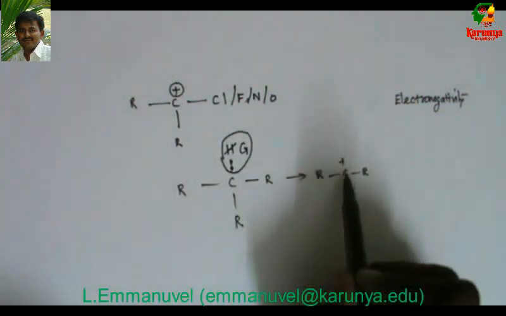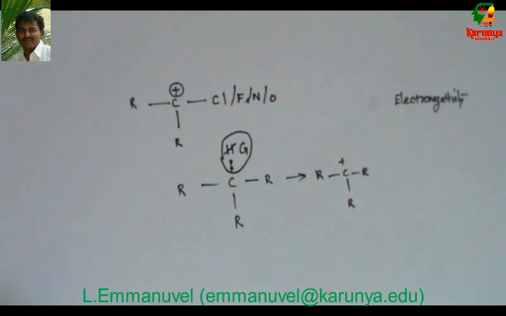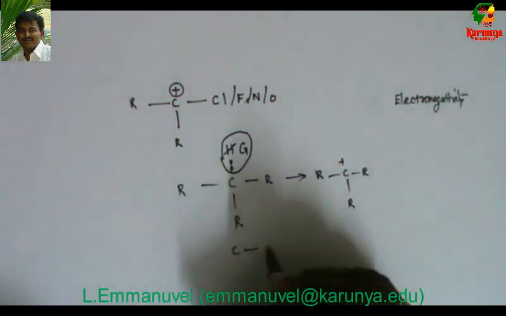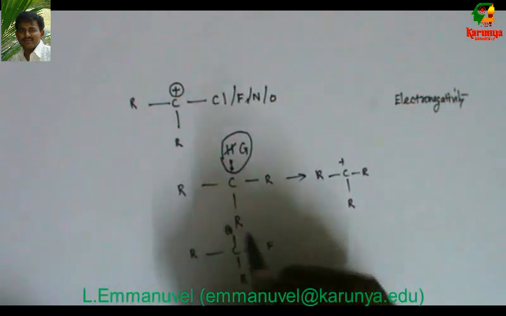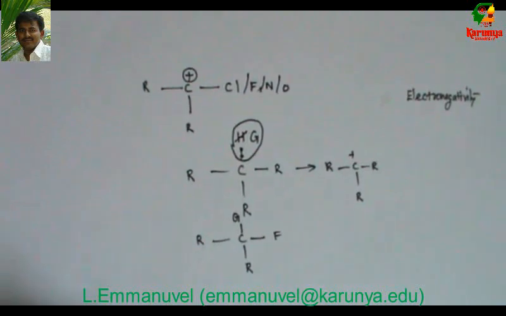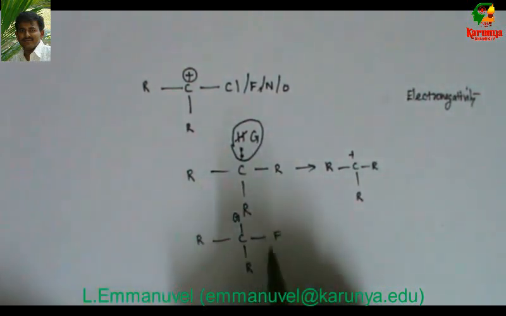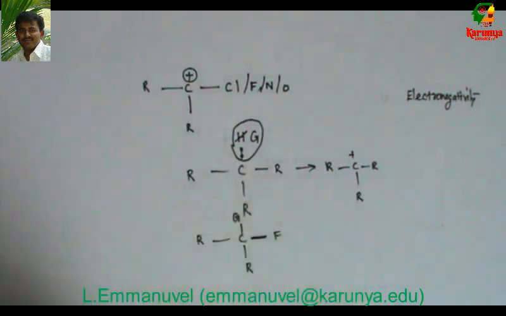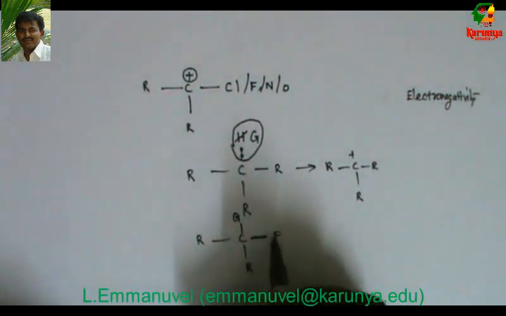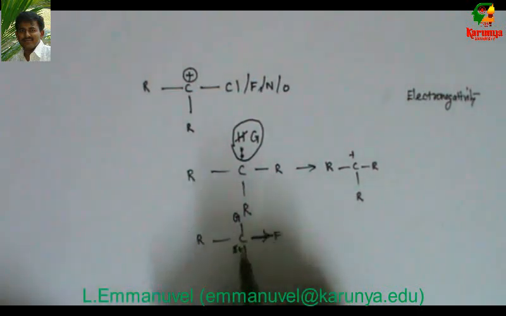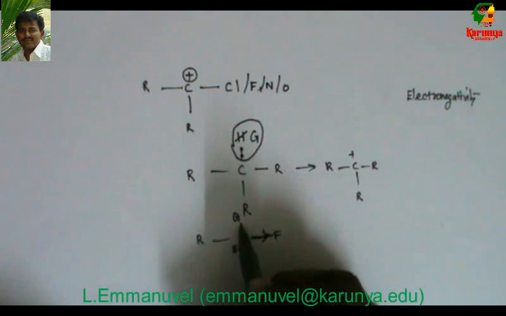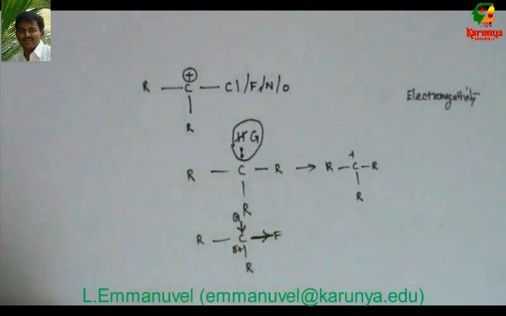Because the carbon has lost its electron. If we have a halogen atom or fluorine atom like this, then in that case, the fluorine atom, since it is more electronegative than carbon, pulls the electron towards itself. So there will be del plus on this carbon. Since there is a deficiency on this carbon, it will pull the electron from this bond.